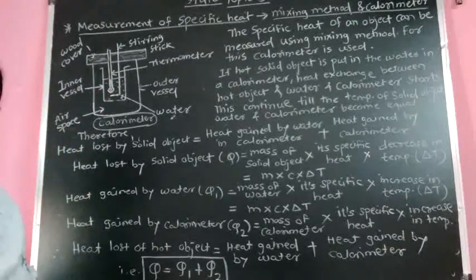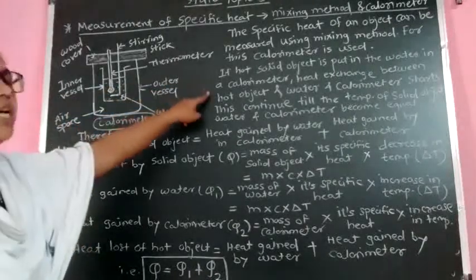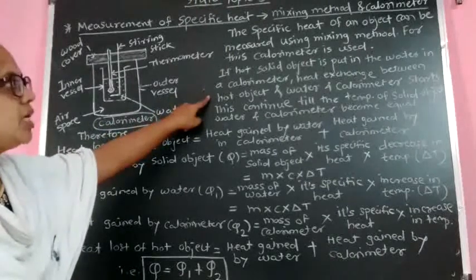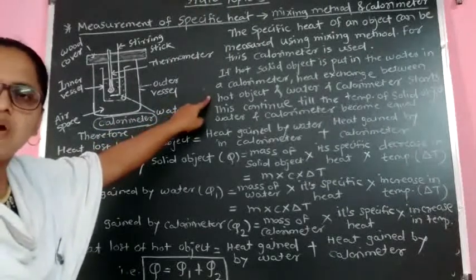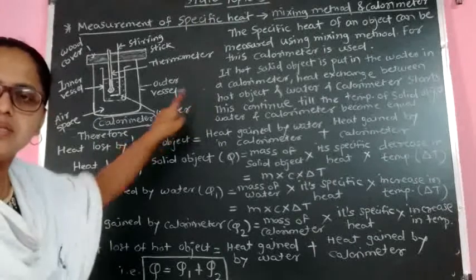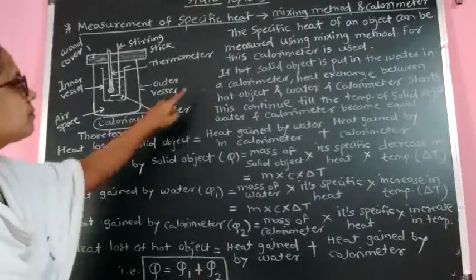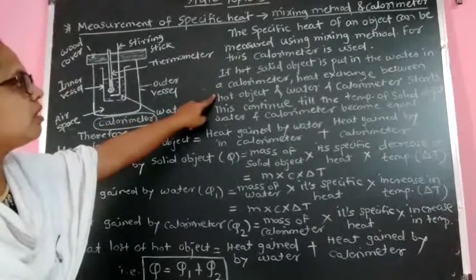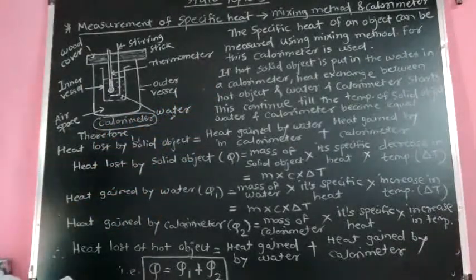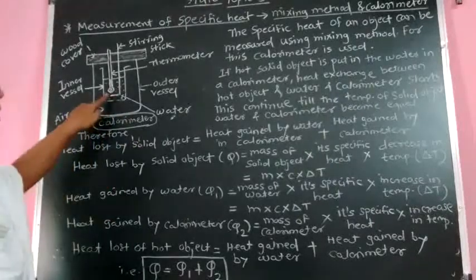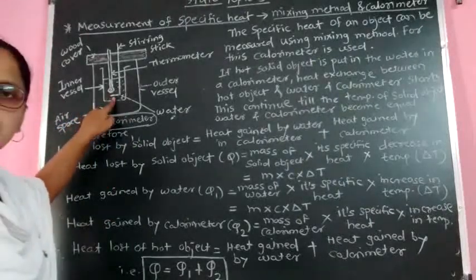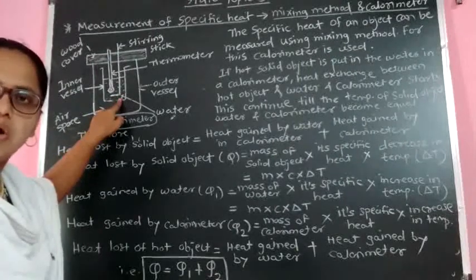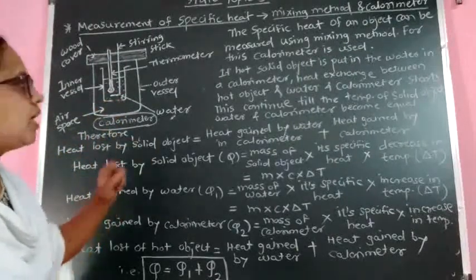Then how is this calorimeter helpful to measure the specific heat capacity of an object? You can see here the specific heat of an object can be measured using the mixing method. For that calorimeter is used. This is the instrument, that is calorimeter. Then if a hot solid object is put in the water in a calorimeter, that is, suppose we are placing the hot object inside this water, inside the inner vessel water is present, and we are putting the hot object inside that water. Then what will happen?